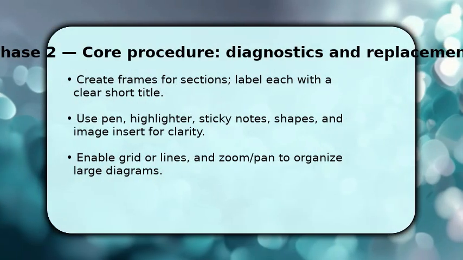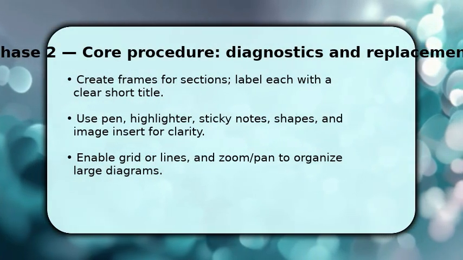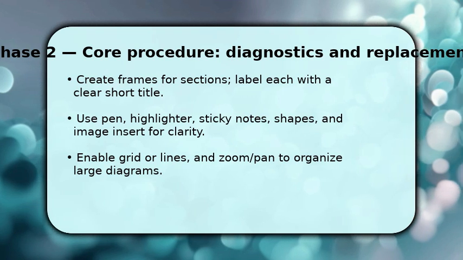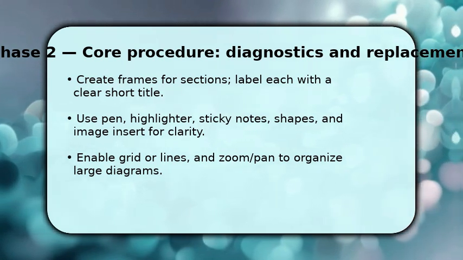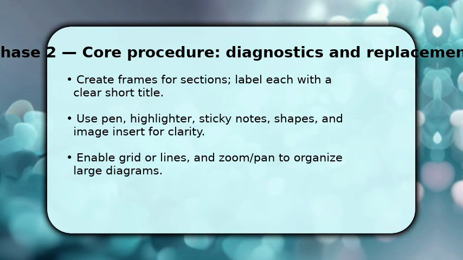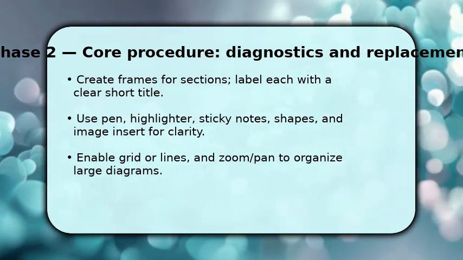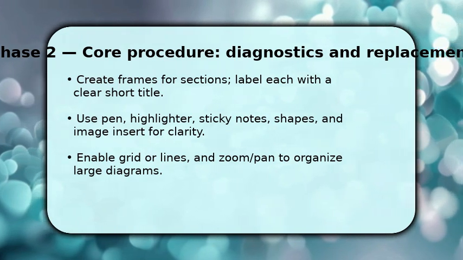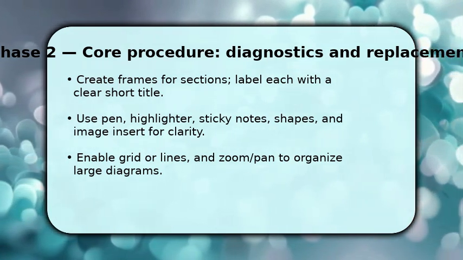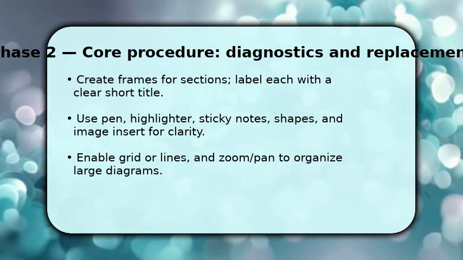You now structure the board so ideas don't collide. Create frames for each topic and label them clearly. Use the pen for freehand, the highlighter for emphasis, and sticky notes for short action items because each tool communicates differently. Once done, insert images or shapes to anchor concepts, and use the grid or lines to align content.